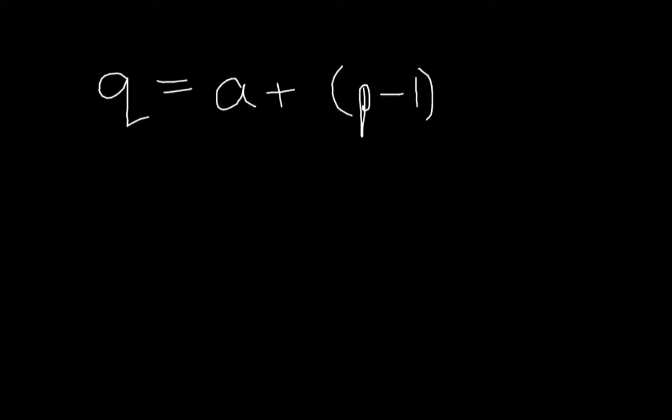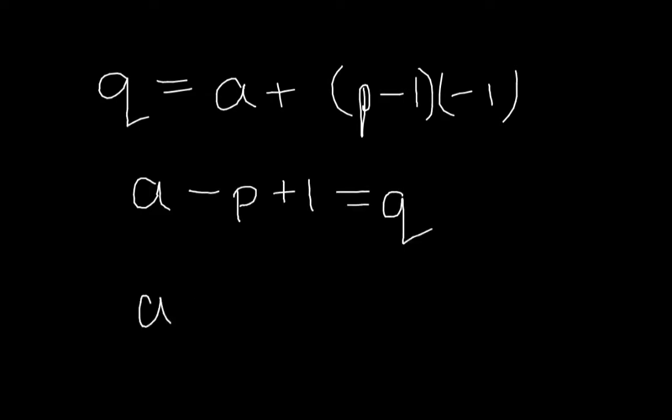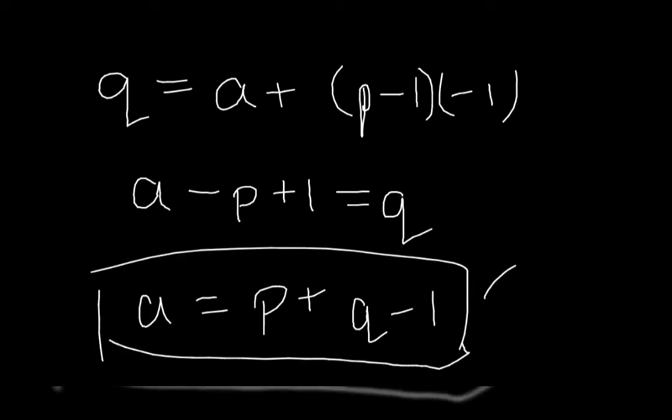Second thing is that if I know D, I can substitute the value of D in any equation and find the value of A. So Q will be equal to A plus (P minus 1) into D. This was my first equation, if you can remember, and D is minus 1. So I can write A minus P plus 1 is equal to Q. A is equal to P plus Q minus 1. Understand? So I got the value of A also. Major breakthrough.